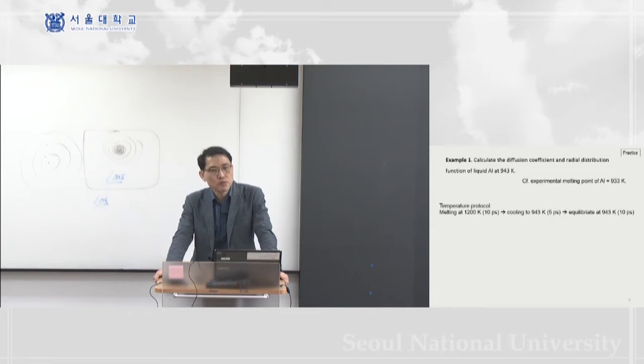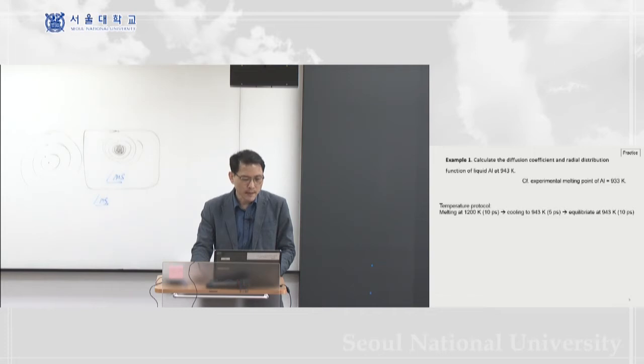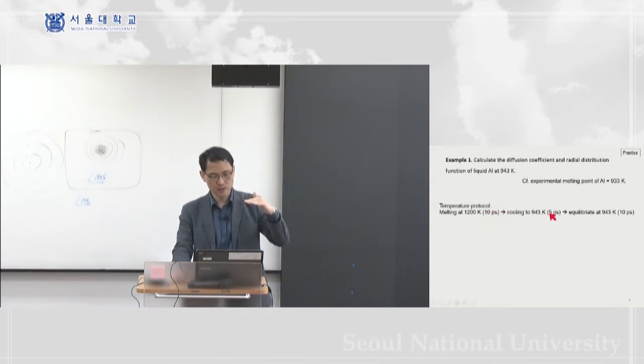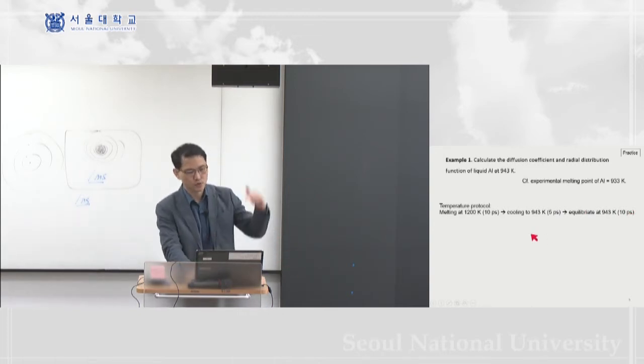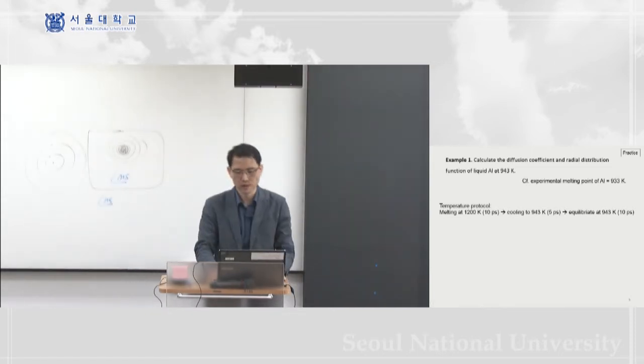And the temperature protocol you will follow, as I mentioned, needs superheating in the initial time. So you will melt your system at 1200 Kelvin, right? Which is much higher than this temperature. And then you will equilibrate for around 10 picosecond and cool it to 943 Kelvin instantly. And then you equilibrate at this target temperature for 10 picosecond. Okay, so this is a typical way you simulate the liquid phase. You're superheating, and then after equilibration, you go down to the target temperature and you equilibrate.